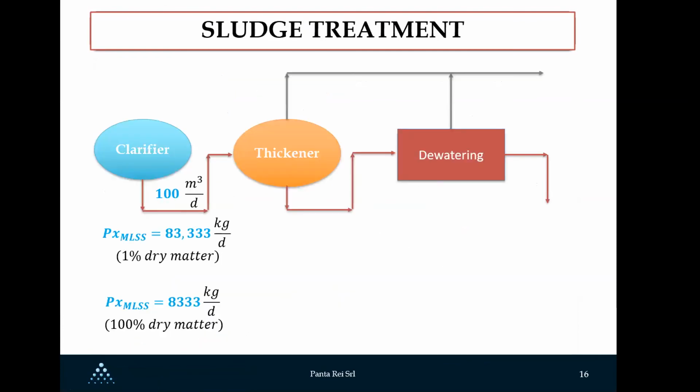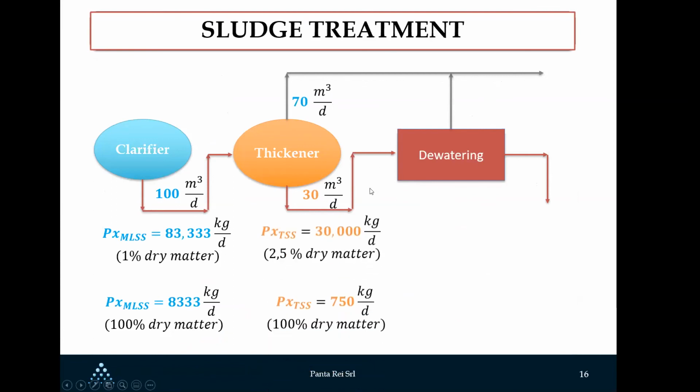Now, going back to the flow diagram, we can make a flow and mass balance for the sludge treatment. For the thickener, we have 30 cubic meters of sludge flow that from the bottom of the thickener goes to the dewatering, and we have 70 cubic meters per day, which is the supernatant that from the surface of the thickener goes back to the equalization tank. Also, we know the sludge production, the wet sludge and the dry sludge considered 100%.